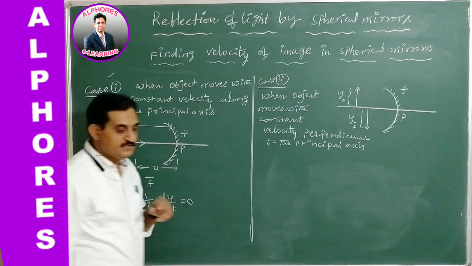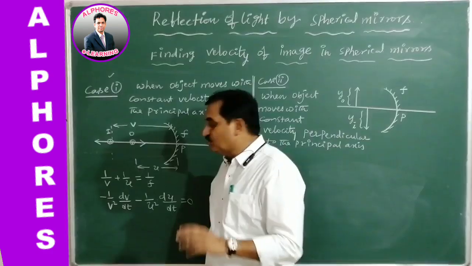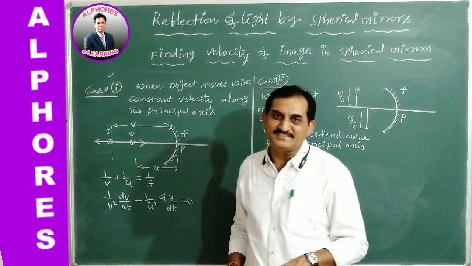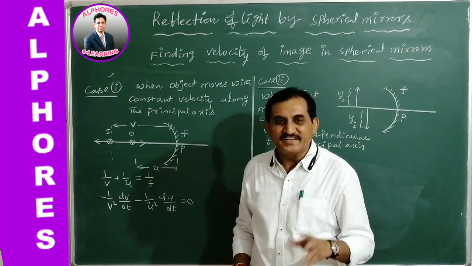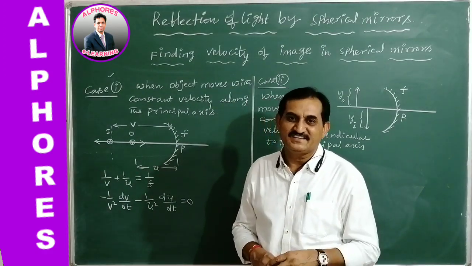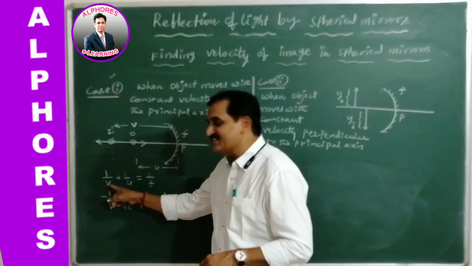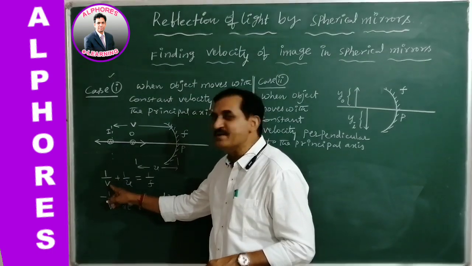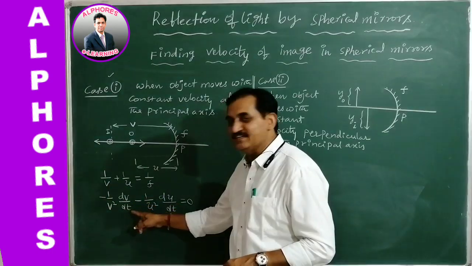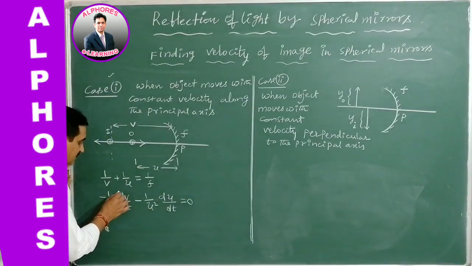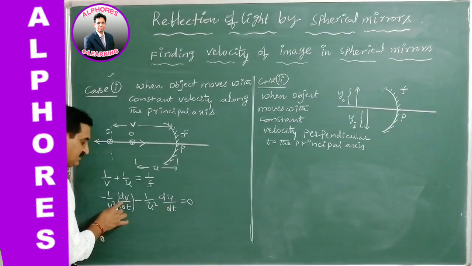And one more point, don't get confused. This is initial velocity, this is final velocity; those we can see in the kinematics and mechanics part. Don't think of these as the object distance and image distance. Now we have differentiated with respect to time. So what are we getting here? This is dv by dt, the rate of change of displacement, which is velocity. Here it is the image velocity.